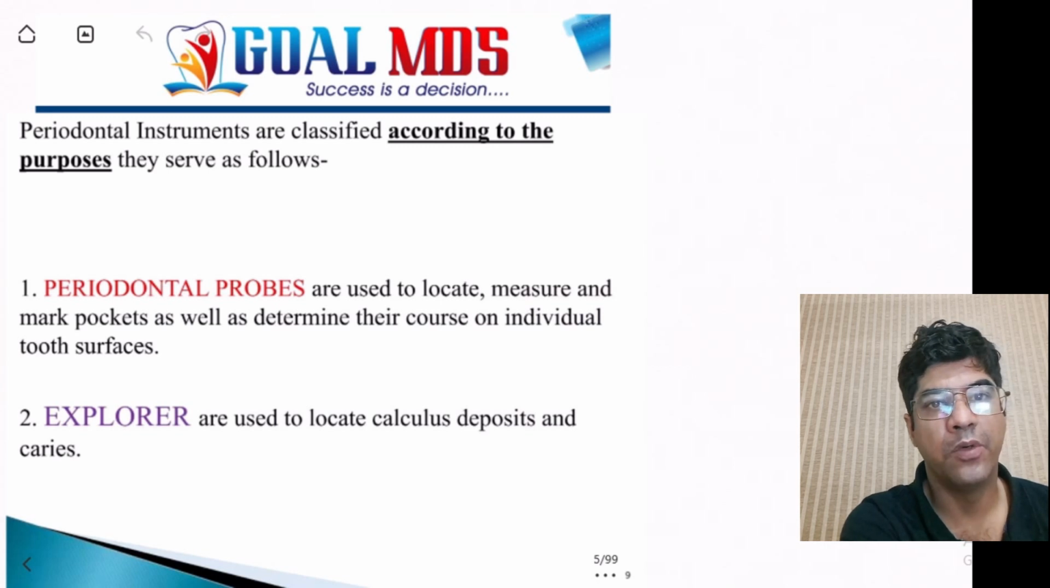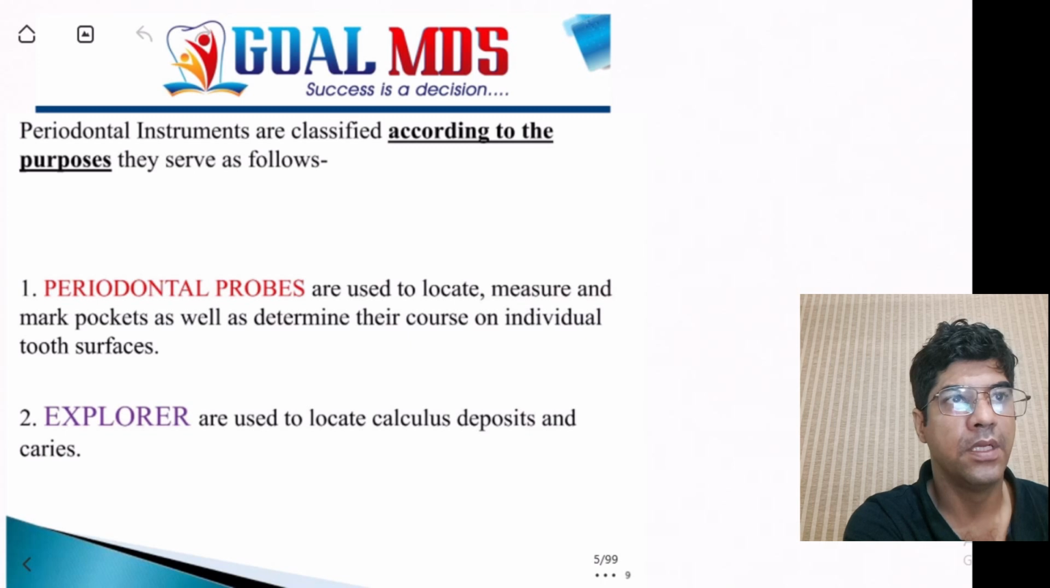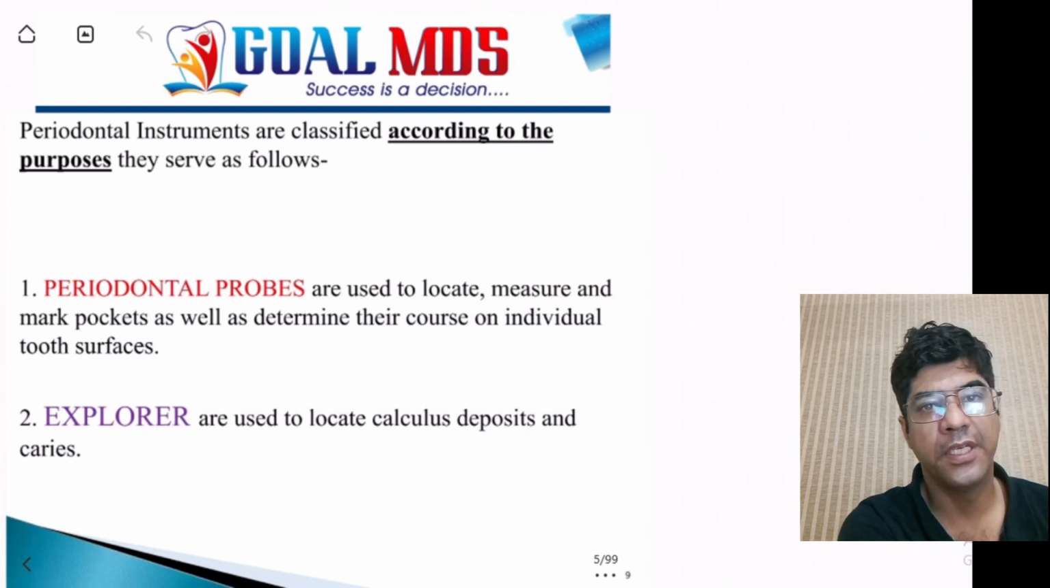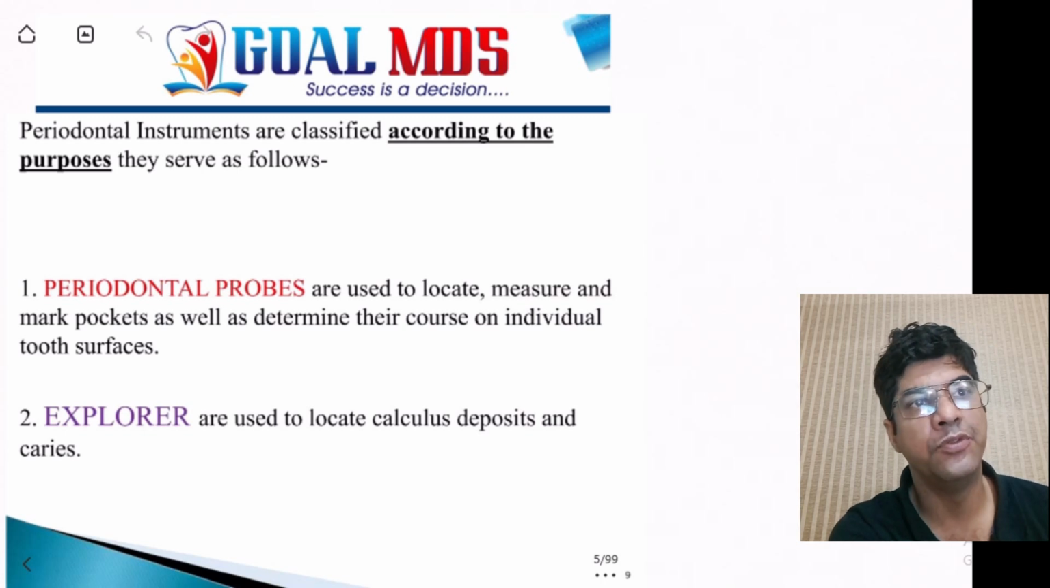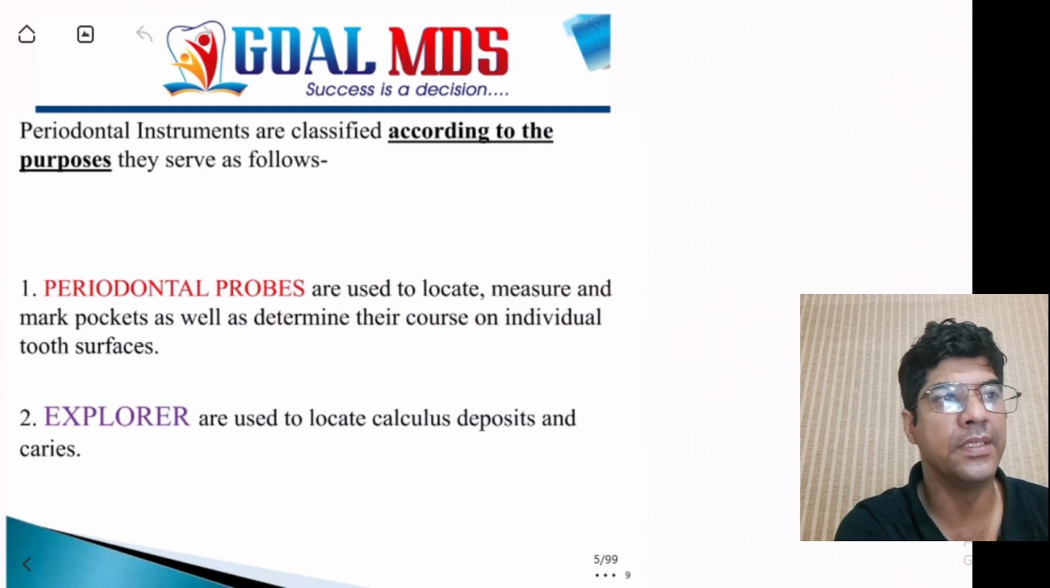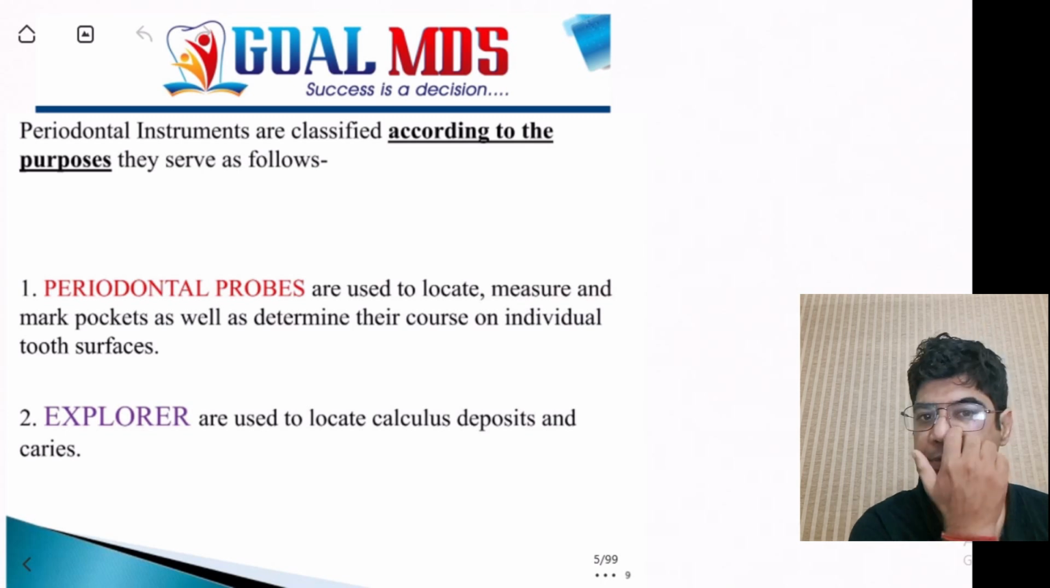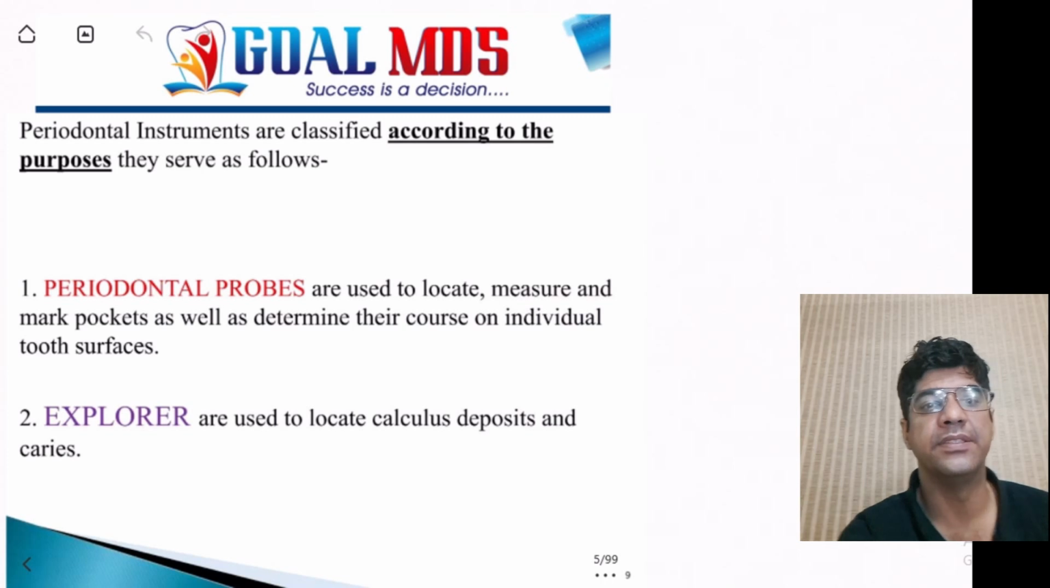Now what are the diagnostic instruments? The diagnostic instruments include the periodontal probe. The periodontal probe is used to locate, measure and mark the pockets. Second is the explorer. They are used to locate the calculus deposits and the caries.